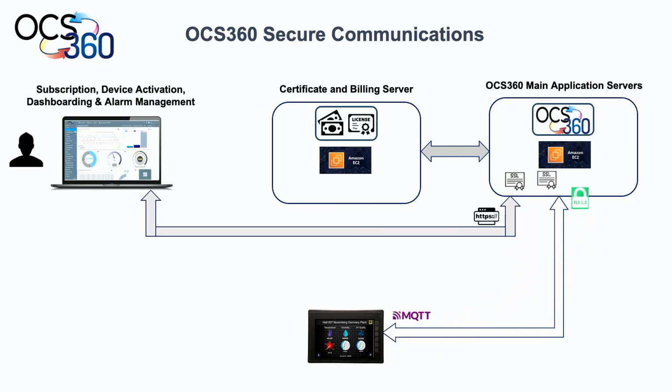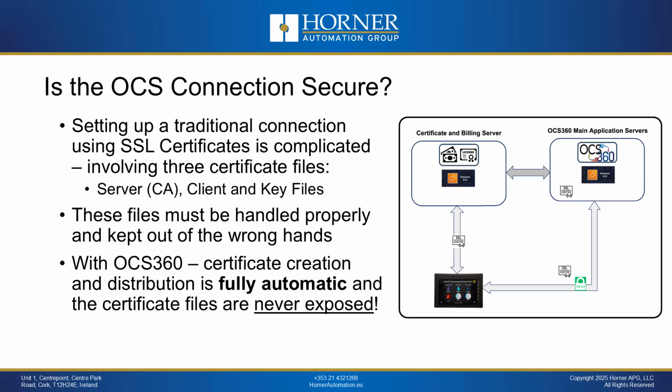And secure communication occurs, with MQTT data being sent from the field by OCS, and secure communication being possible over HTTPS between the OCS360 web application and the main application server. So hopefully you can see how we have made communications secure with OCS360. Now we have seen how OCS connectivity works. Let's cover another element of what we just saw in the animation.